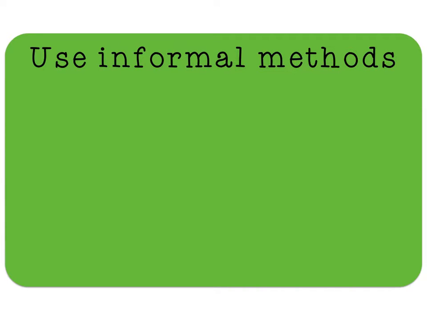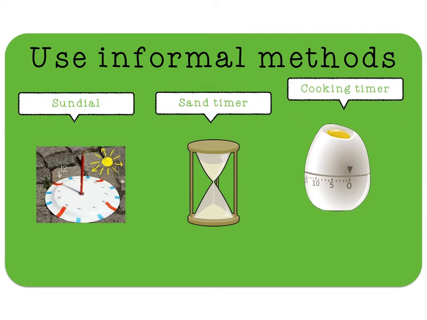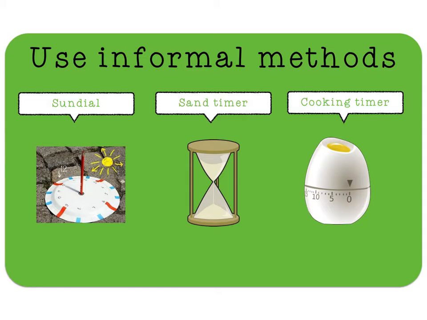With young learners, start with informal methods of time, such as sundials, sand timers, and cooking timers. These instruments can be used to demonstrate the passing of time. Show the class where the shadow falls on the sundial at the beginning of the day, at break time, and again at the end of the day. The children will notice how the shadow is falling on different numbers each time because time has passed.